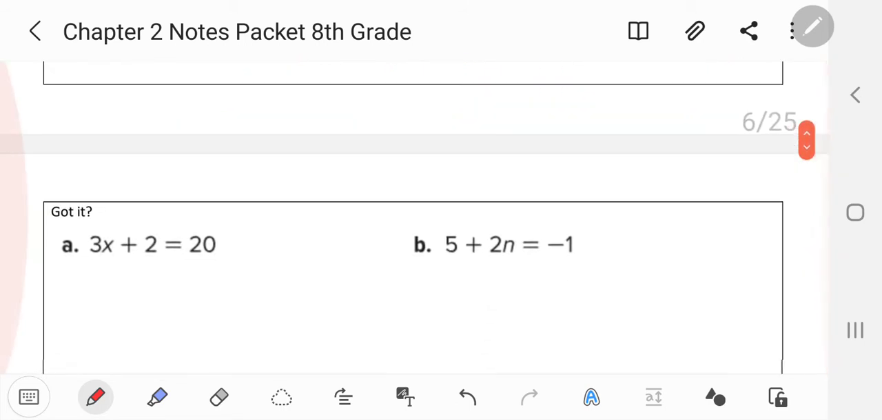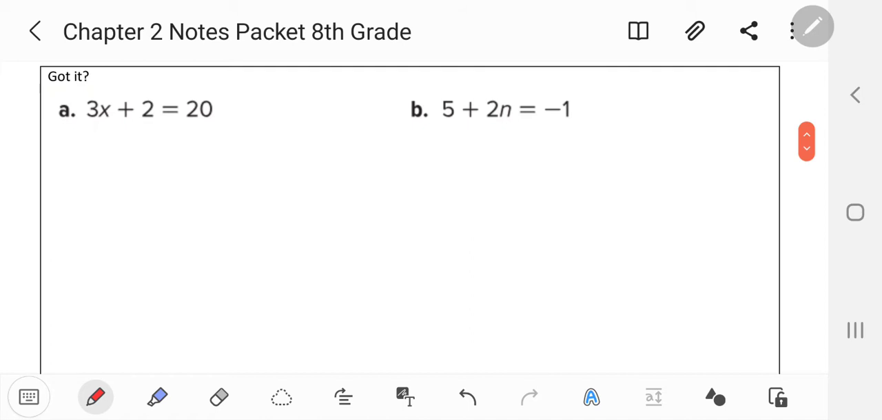Let's go. Okay, try it. Pause. Try at least part A by yourself, and then come back and check it out, see if you got it right.